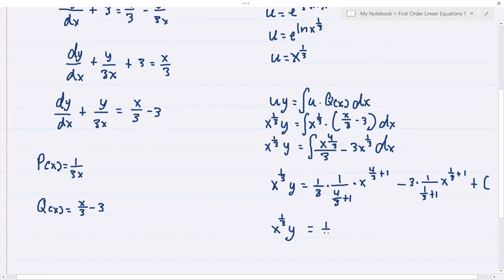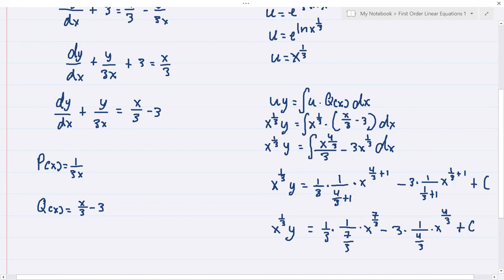So yeah, we will have 1/3 times 4/3 plus 1. Wait, let me calculate. 4/3 plus 1 is 7 all over 3. Okay, let me check if I'm correct. 4 all over 3 plus 1. Okay, I'm correct. Times x raised to 7 all over 3 minus 3 times 1 all over 4 thirds times x raised to 4 thirds. Okay?